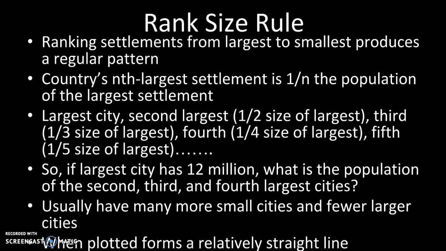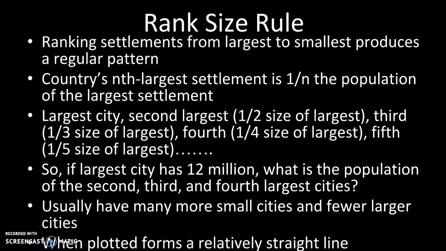So again, it should produce this regular pattern. And if it's a rank size rule, you'll have a lot more small cities and very much fewer of the large cities. As you go down into the 1,000th largest city and the 2,000th largest city, there'll be a lot more of these, and the gaps between the sizes of those will be much smaller. So when plotted, this should form a relatively straight line. Again, this is rank size rule. This is where you have the regular pattern.